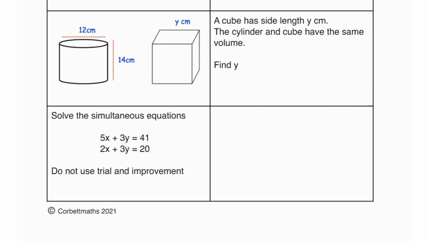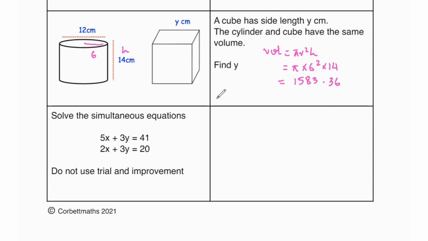And the next question says the cube has side length y centimeters. The cylinder and the cube have the same volume. Find y. Since they have the same volume, we can find the volume of the cylinder first. That's going to be pi r square h. Pi times, since the diameter is 12, radius is going to be 6. So 6 square times the height, which is 14. So that's going to be pi times 36 times 14.